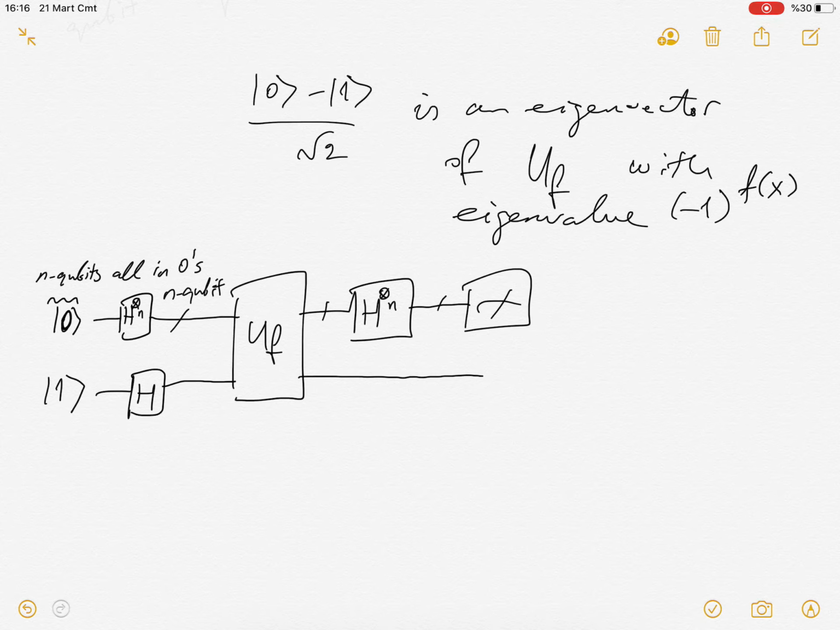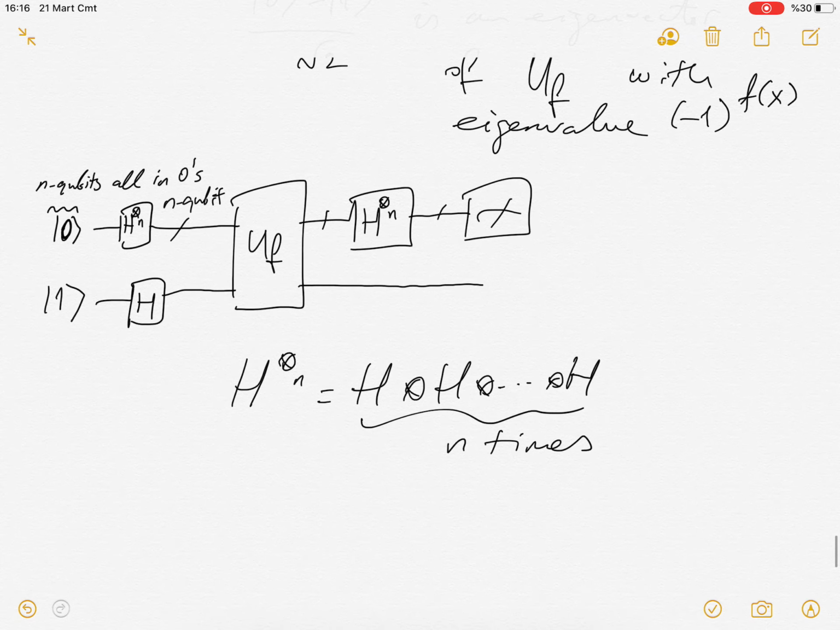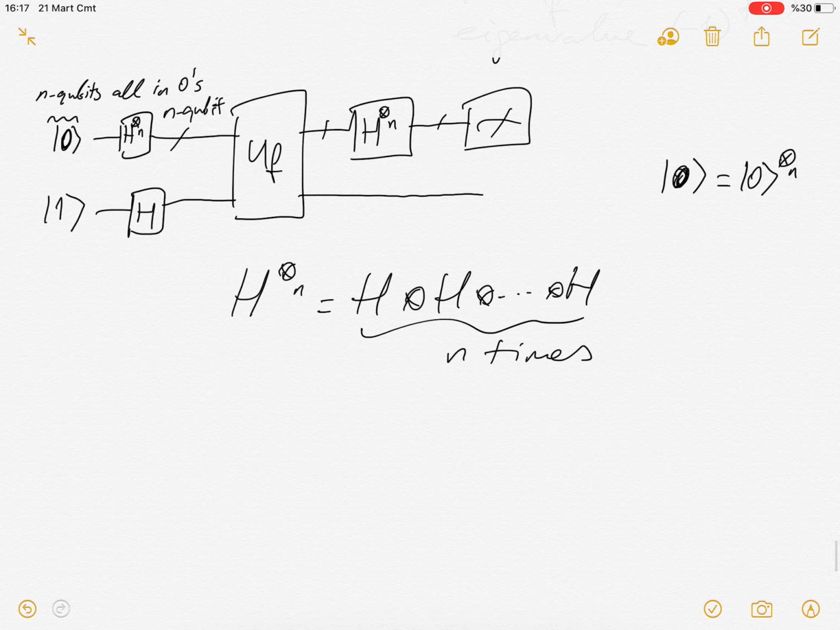So H tensor n is basically Hadamard transform tensor Hadamard, n many times. This is how we define an n-dimensional Hadamard transform. In the notes, I also mentioned that this boldface 0 can also be denoted by 0 tensor n. All right, so let's analyze the steps.